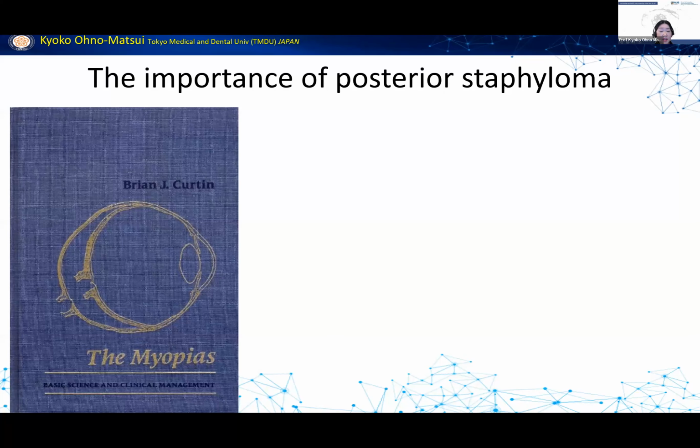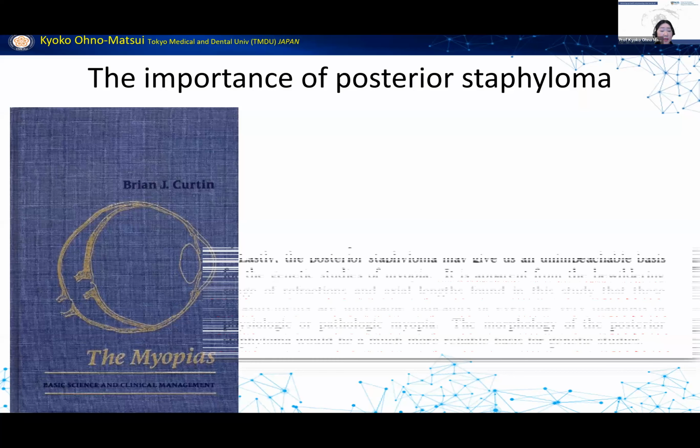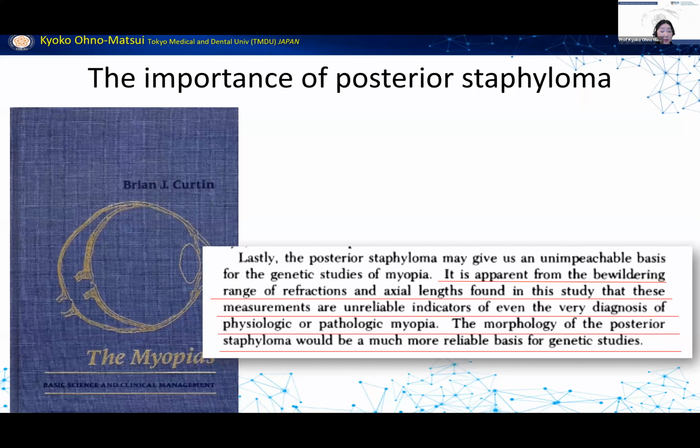Actually, Curtin emphasized the importance of staphyloma in defining pathologic myopia 40 years ago. Based on many of his observations, he suggested that it is apparent that refractions and axial lengths are unreliable indicators of even the very diagnosis of physiologic or pathologic myopia. The morphology of the staphyloma would be a much more reliable basis for genetic studies.